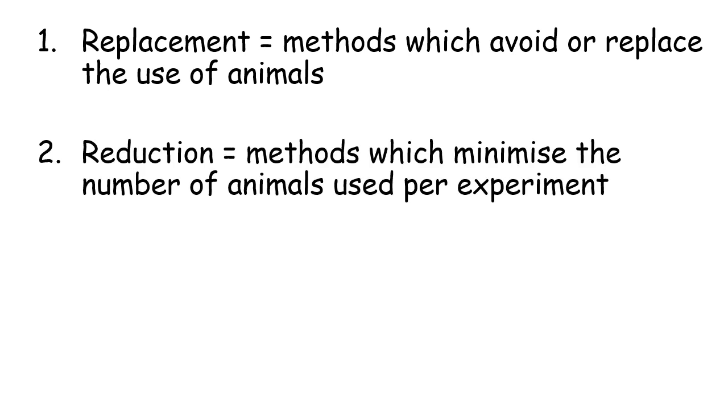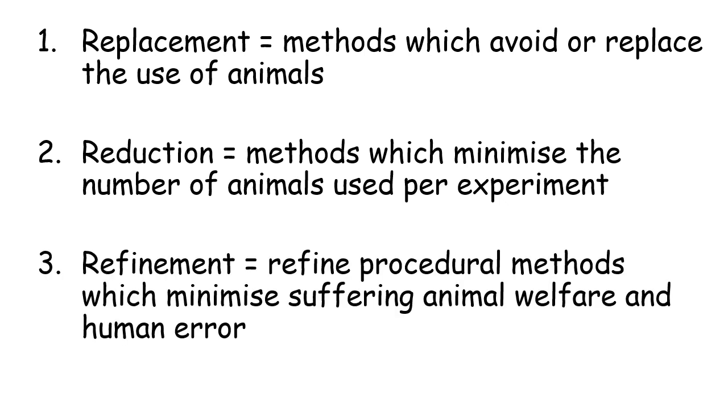The second one is reduction. Now this often looks at the experiment and in a pilot study uses the results to predict what is the minimum number of organisms that need to be used in order to get statistical results, and making sure that you use the minimum number of subjects rather than the maximum number of subjects.